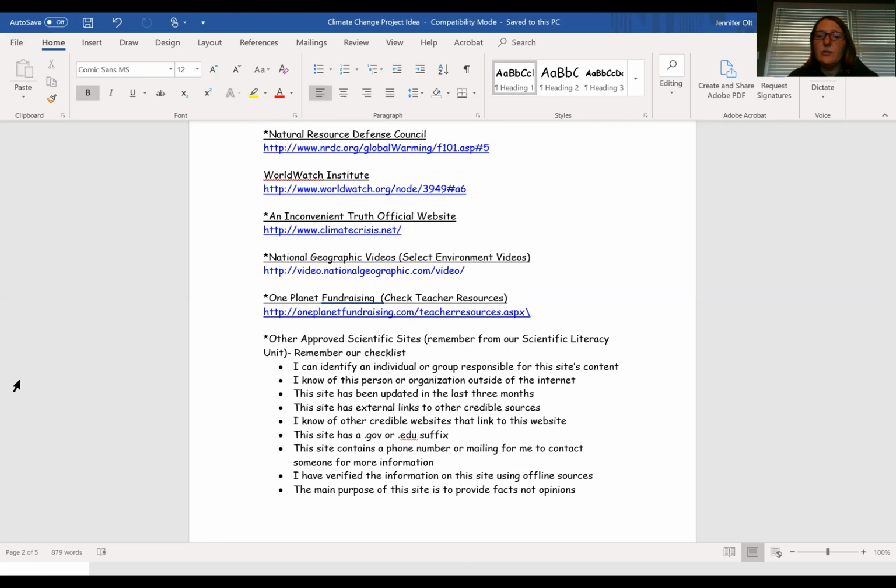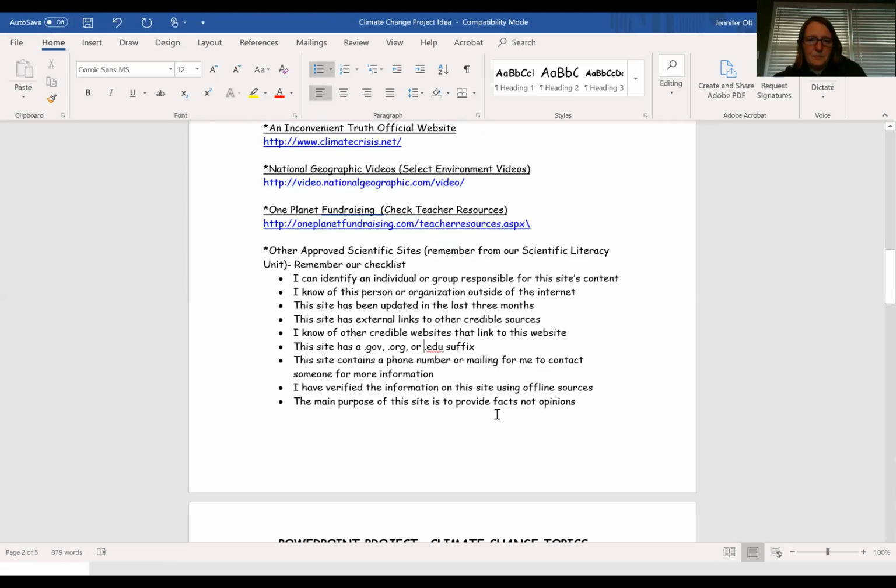Make sure it has external links that go to credible sources. Make sure the site has .gov or .edu or .org, things like that. This site contains information on how you can contact the person, things like that. Okay, guys, so those are really important. I'm going to put .org in here for you too, to make sure you follow on this, okay?